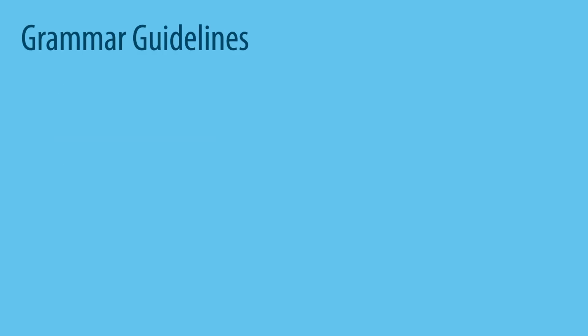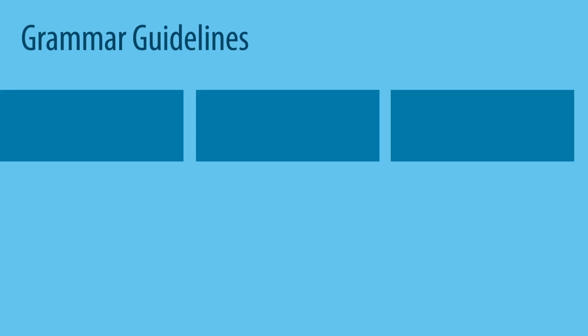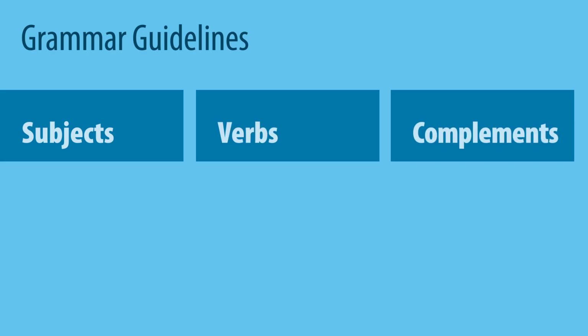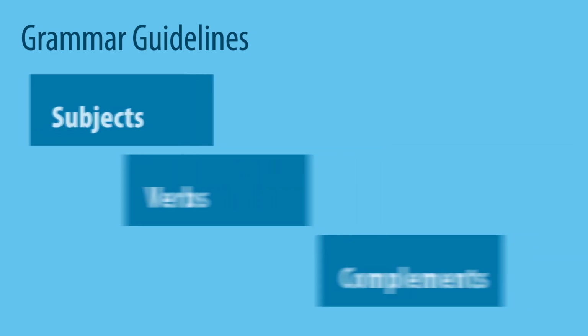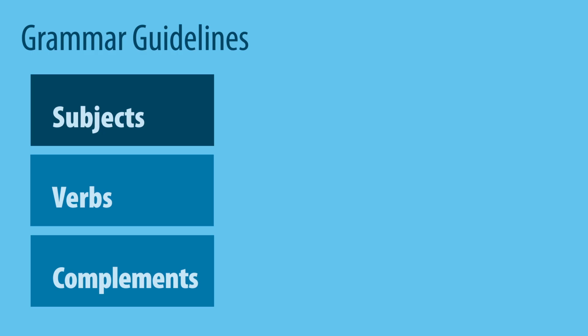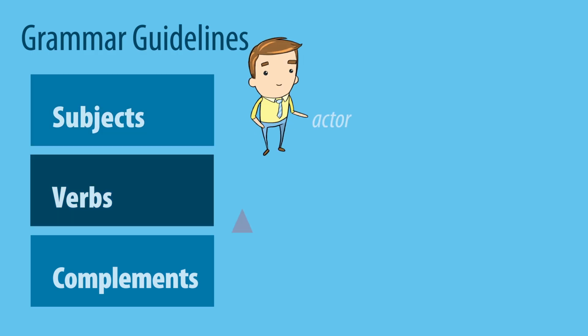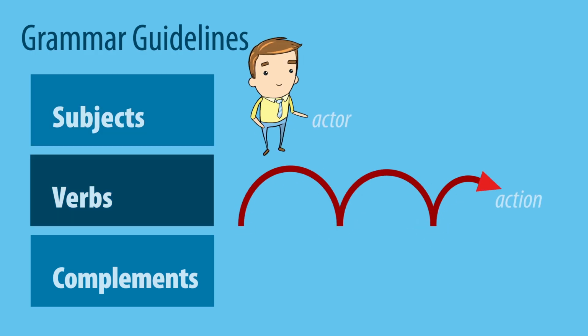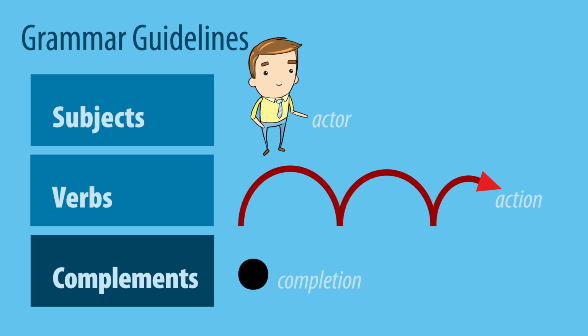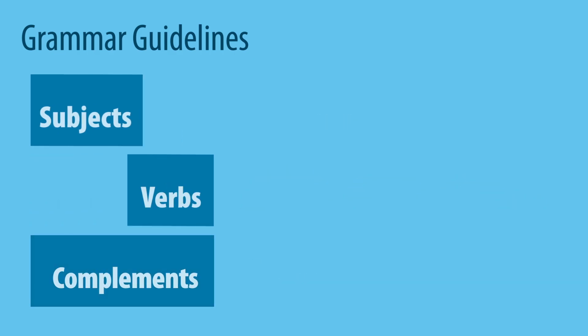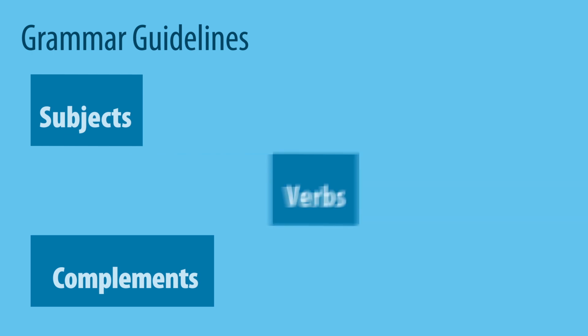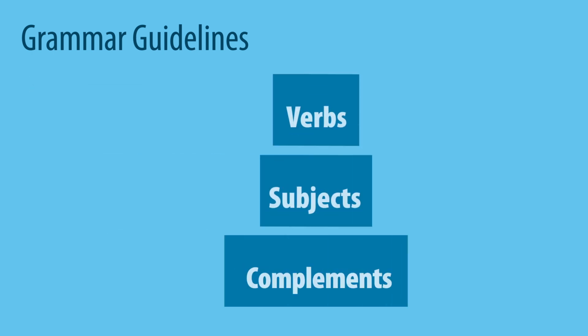Many grammar guidelines deal with the three basic building blocks of sentences: subjects, verbs, and complements. So let's review basic sentence structure. The subject of a sentence is the actor. The verb is the action. For our purposes, the complement is the rest or the completion of the sentence. When you understand these basic building blocks, you can learn how to arrange them to make your sentences stronger.